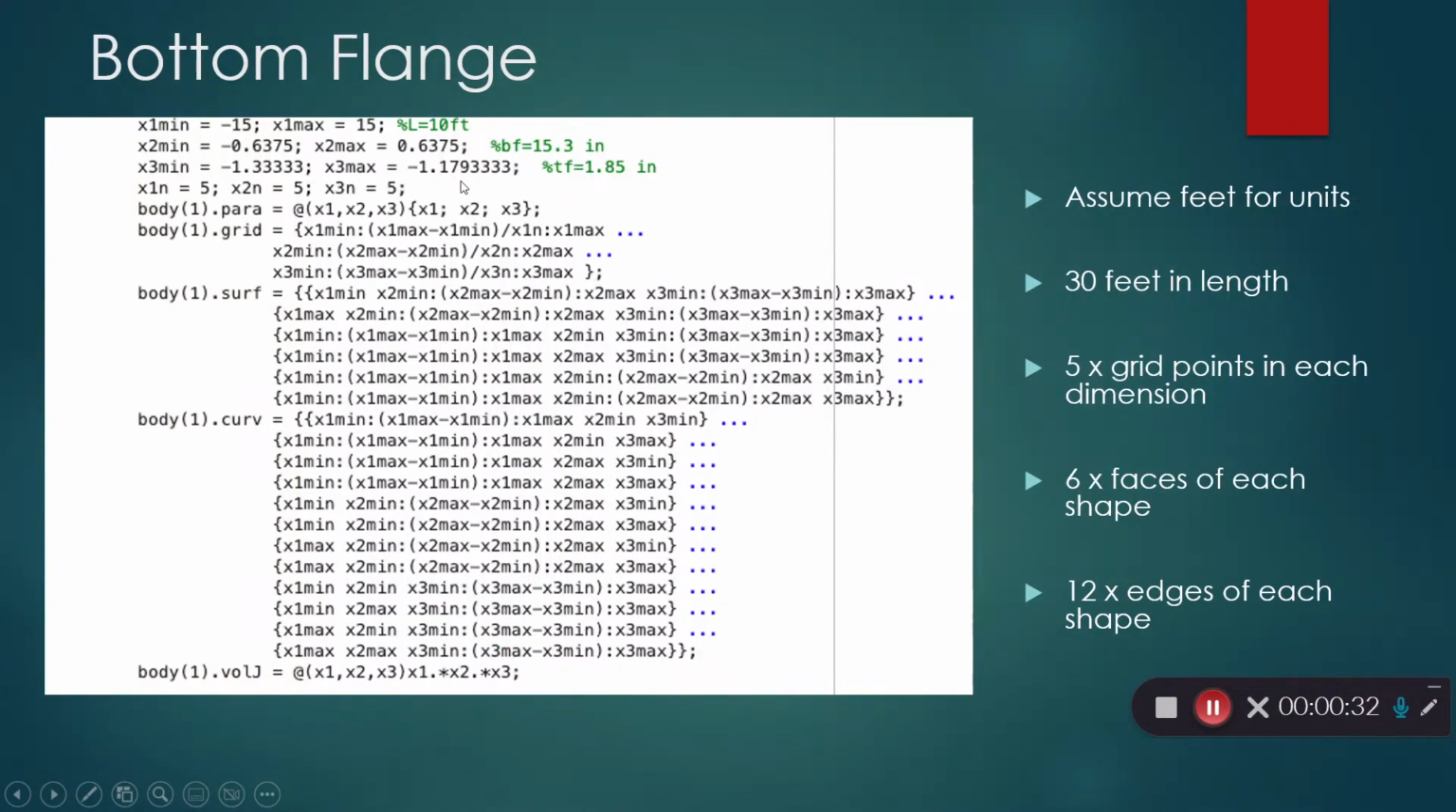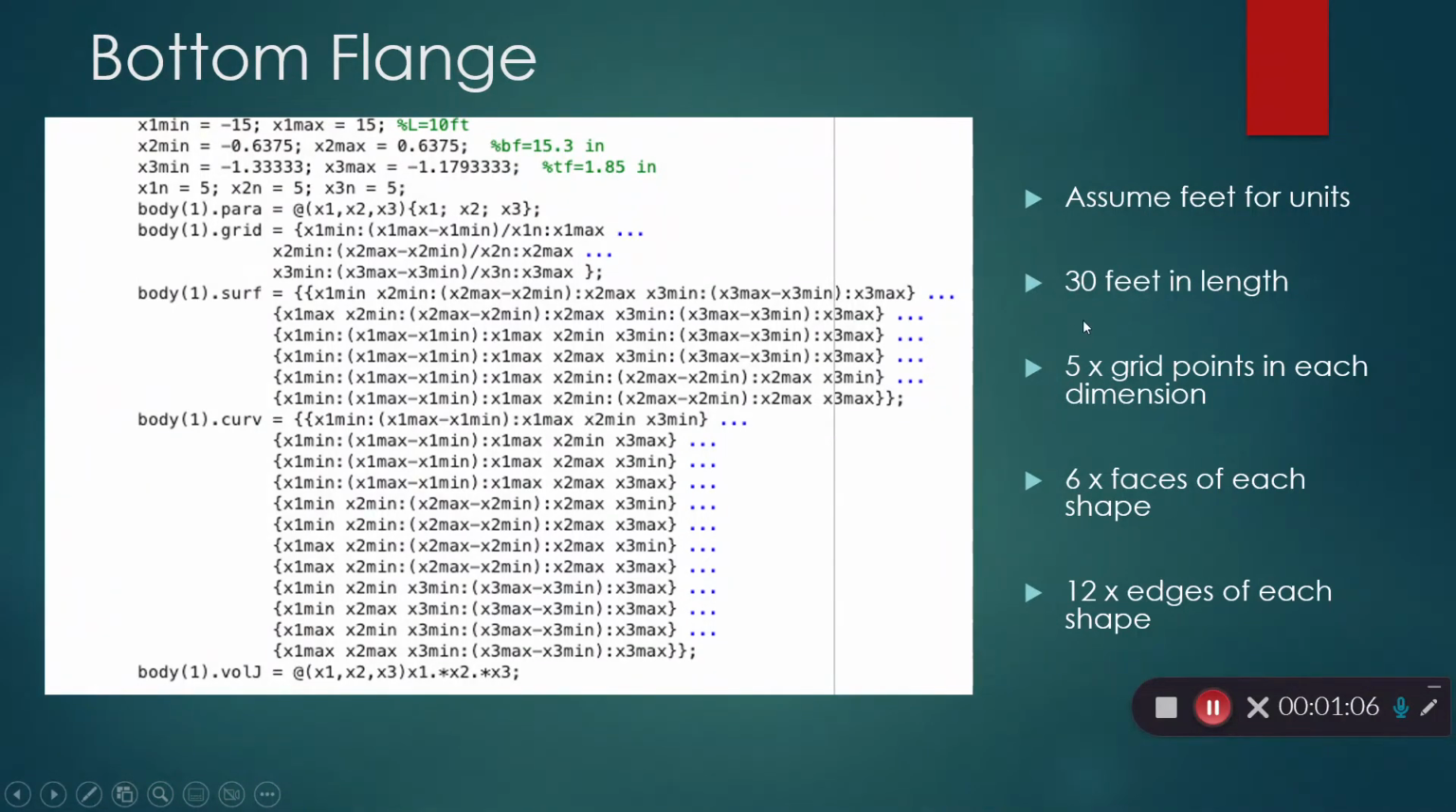To define the bottom flange, I did it a little bit different than last time. Last time I made this shape, I put the origin at the bottom left corner of the entire shape. But this time, for the scalar field and the vector field to work out the way I wanted, the origin had to be in the exact center of this beam. That's why you see in the x1 direction there's a negative 15 and a positive 15, because that puts the origin at the center of the beam. And that's the length, which is 30 feet.